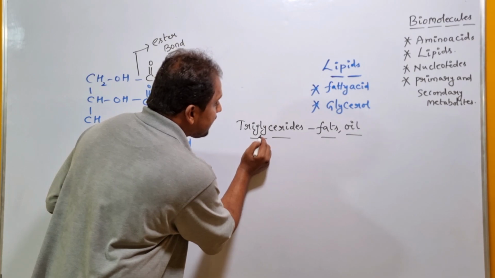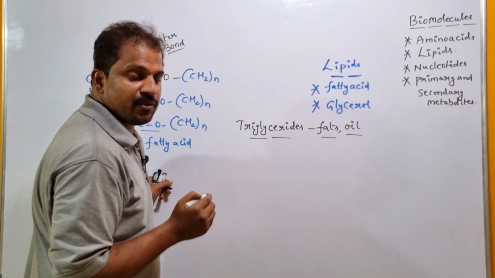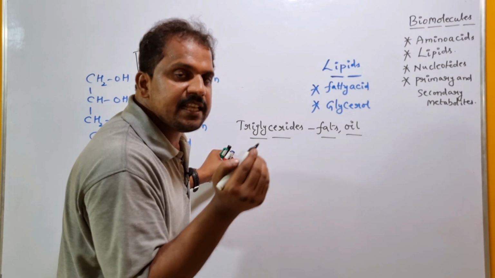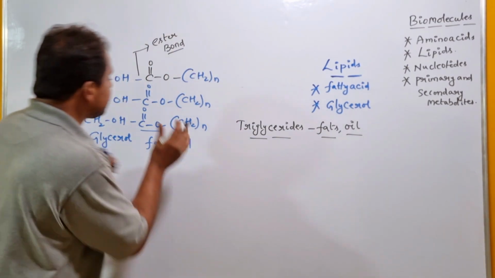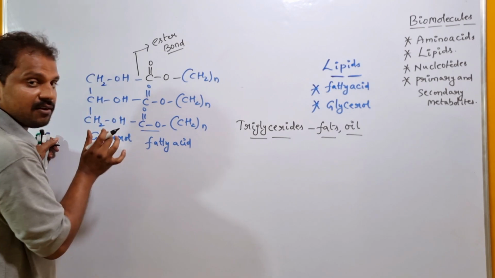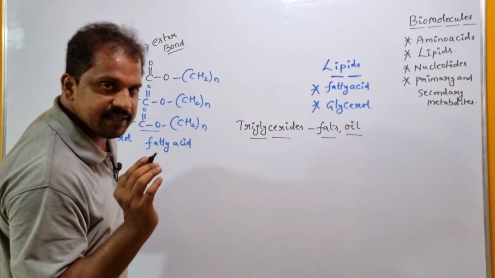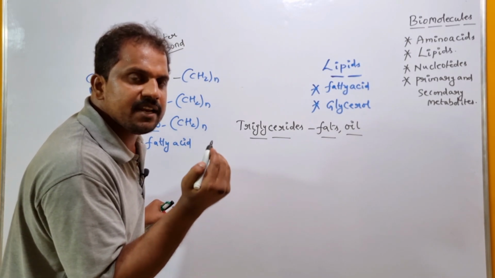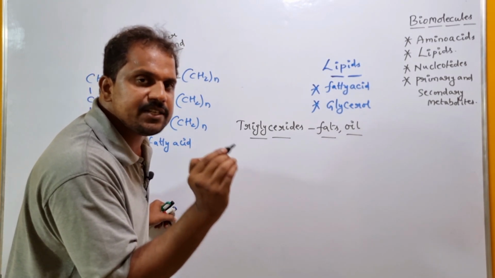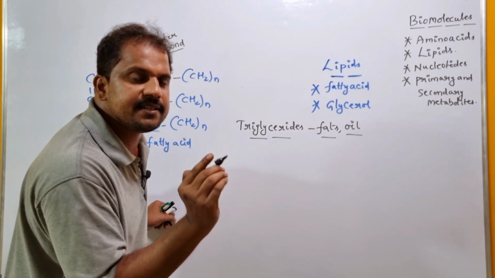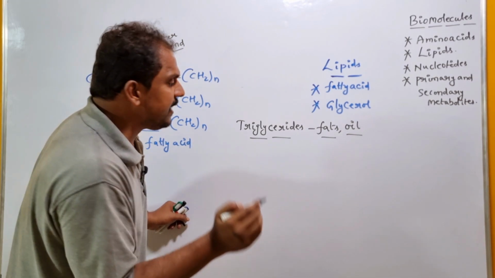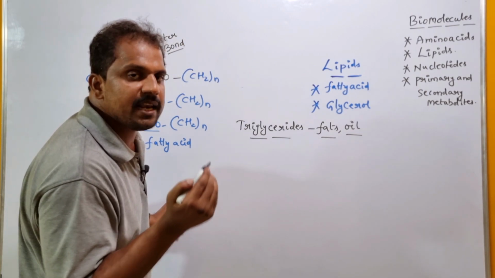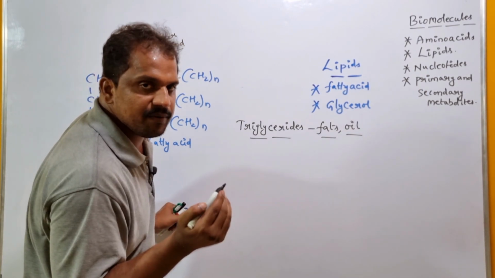When the triglyceride acts like a fat, it acts like fat only when the fatty acid which has undergone esterification with glycerol is a saturated fatty acid. Is it clear? If the fatty acid which has undergone esterification with glycerol is a saturated fatty acid, under such a condition the triglyceride is termed as what? Fat.